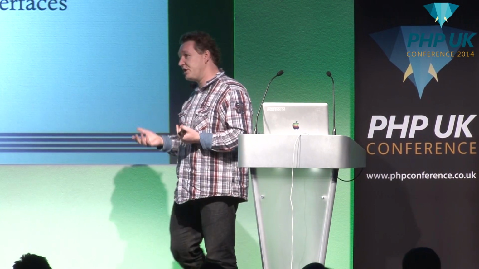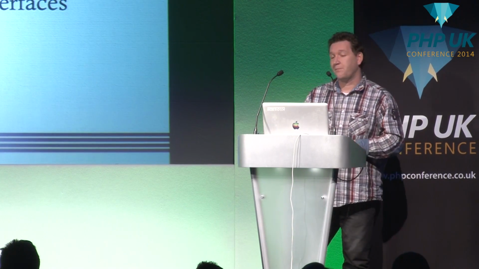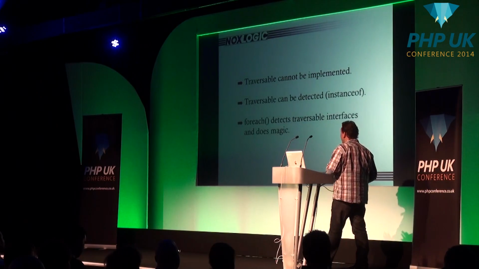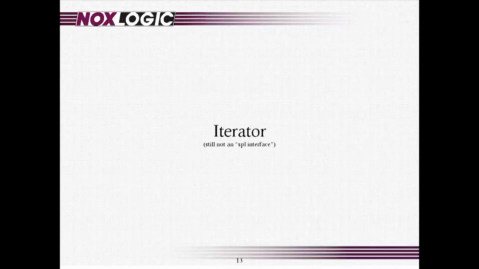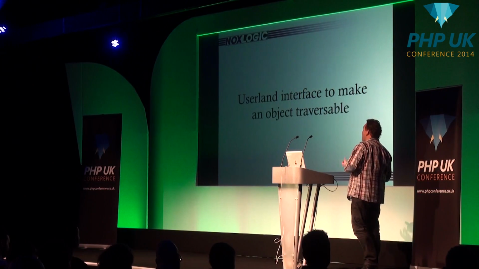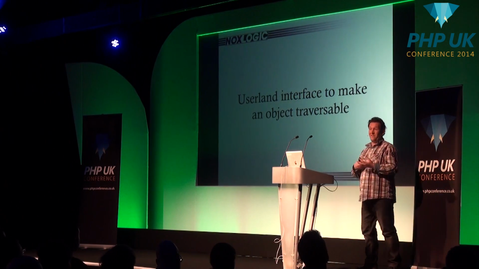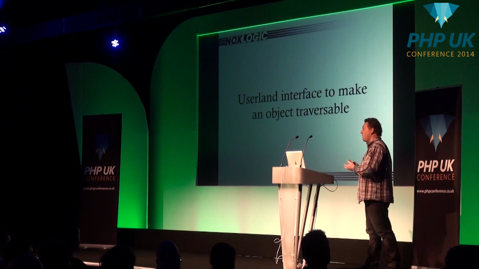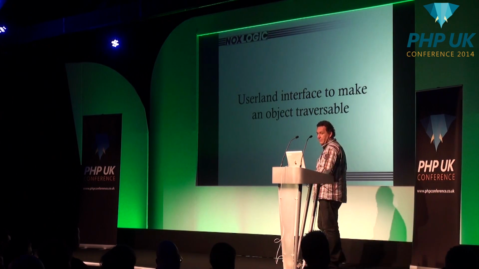Now, Traversable is something that is used inside the PHP core. So if you're a core developer doing C, Traversable makes sense. But for us, it doesn't really make any sense because we cannot really change the way Traversable is used. So this is where Iterator comes in. Again, Iterator is still not an SPL interface, but Iterator is a way for us to have a sort of control over Traversable, the way we traverse things in PHP userland.